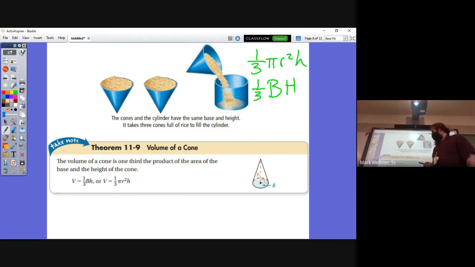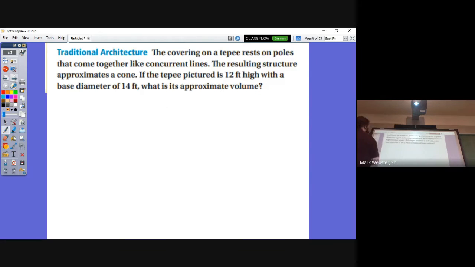Same thing. So now time for 4 more problems. It's just now it's a cone. It's 12 feet high.